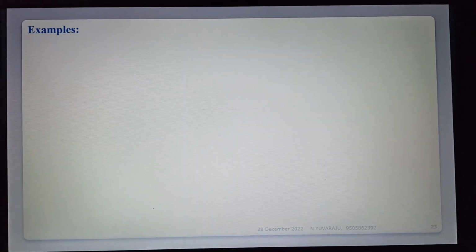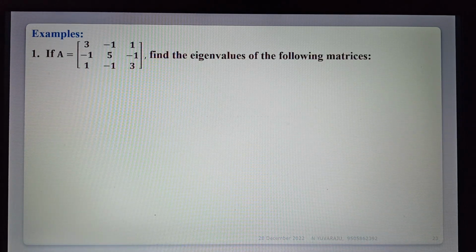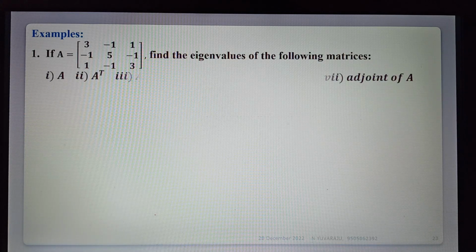So next, see that example, an example on properties of eigenvalues and eigenvectors. Okay, first example: if A is equal to the given matrix, find the eigenvalues of the following matrices.